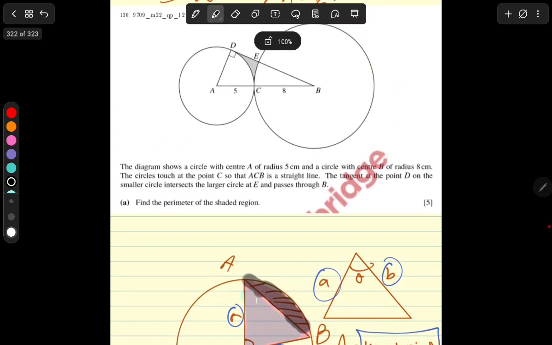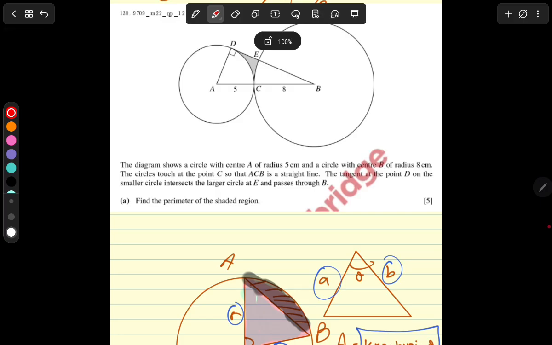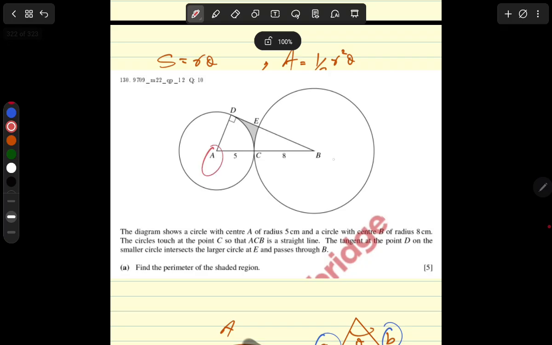Okay, now let's come back to this question. We have two circles: a circle with center A and another circle with center B. First of all, let's make some identifications right away. If this DEB is a tangent, then, as we did in the last chapter, the radius intersects the tangent at 90 degrees. So this definitely has to be 90 degrees.